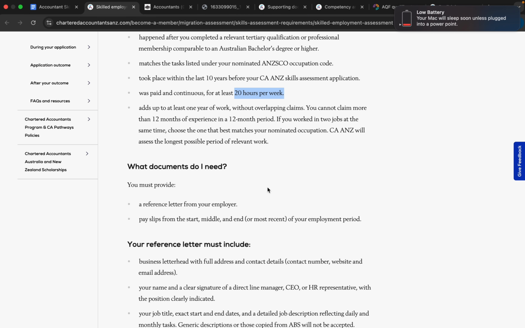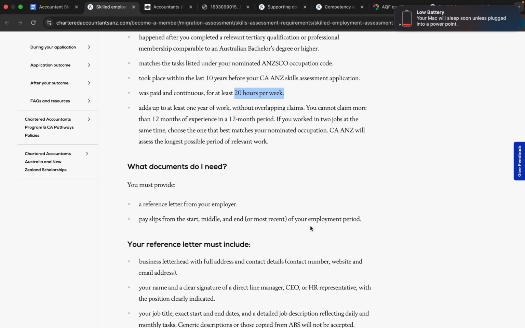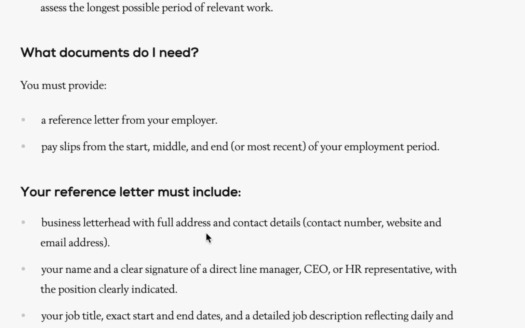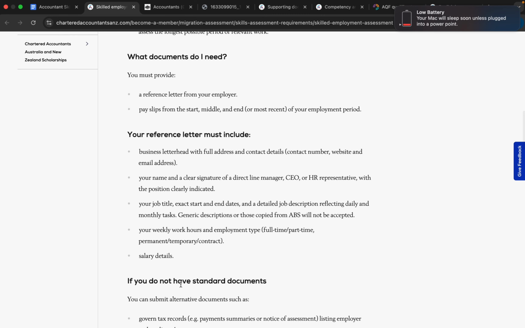And what documents do I need? A reference letter from your employer, and payslips from the start, middle, and end, or the most recent, of your employment period. And if you have bank statements, that is better as well. And the reference letter: what should it look like? Business letterhead with full address and contact details, your name, and a clear signature of the referee. So these are the things you must have in your reference letter.